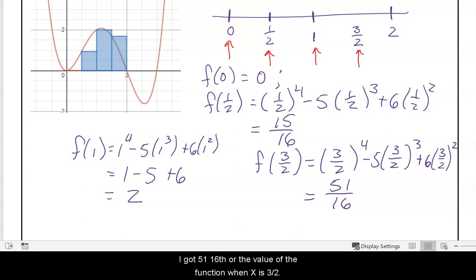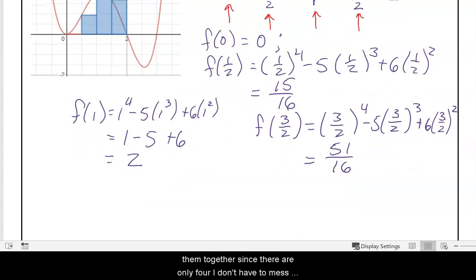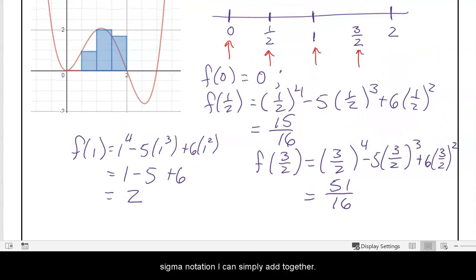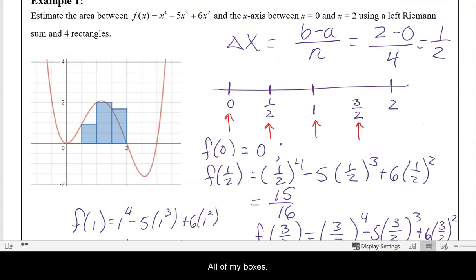I got 51/16 for the value of the function when x is 3/2. That will give me the tops of the rectangles. Now it's simply a matter of adding them together. Since there are only 4, I don't have to mess too much with the sigma notation. I can simply add together all of my boxes.